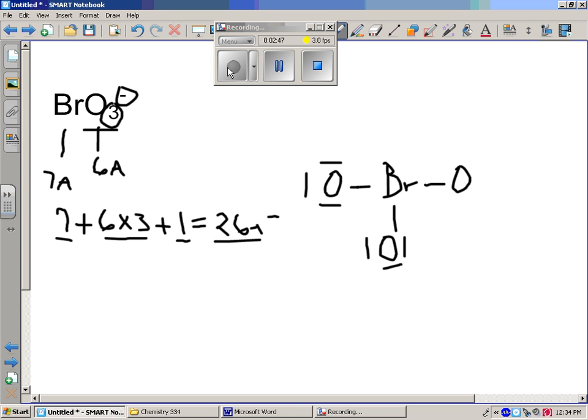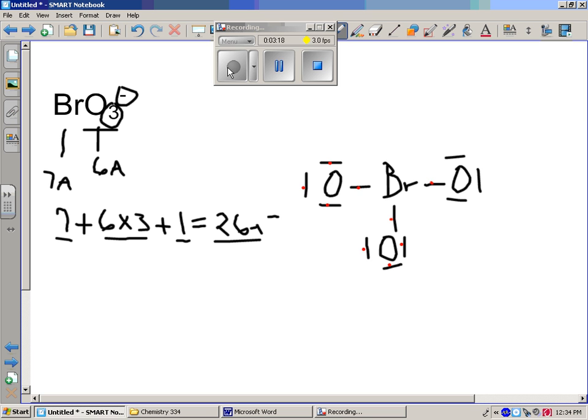If I count up how many electrons I've used so far, 2, 4, 6, 8, 10, 12, 14, 16, 18. So I've got 18 electrons shown so far. I need to draw 8 more on for my drawing to be complete. So I move on to the third oxygen, give it an additional 6 electrons. That now gives me a total of 24 electrons shown in the picture.